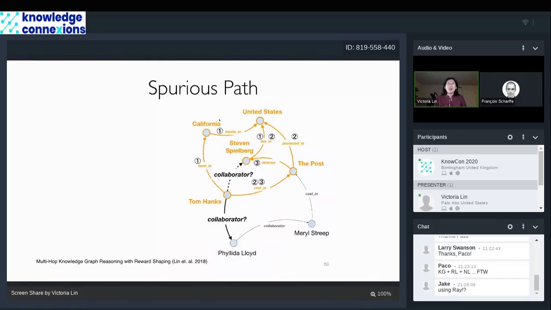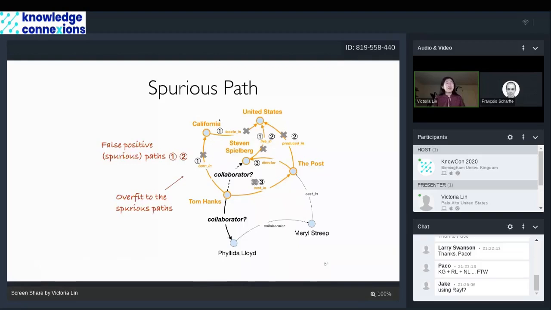The other challenge in this training is called the spurious path problem. Recall that there could be a huge number of paths connecting any two entities in the knowledge graph. Like we reviewed earlier in the talk, some of the paths are informative, but some paths are not informative at all, like shown here. Here, paths 1 and 2 connect these two entities, but they are not useful for predicting a collaborator relationship.